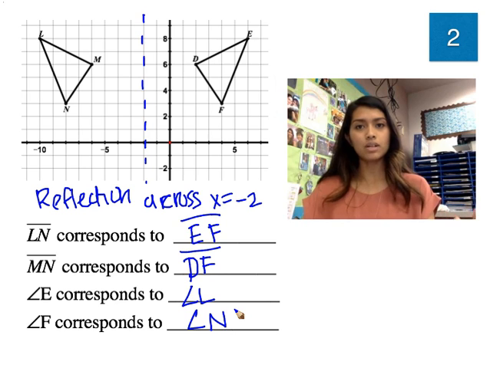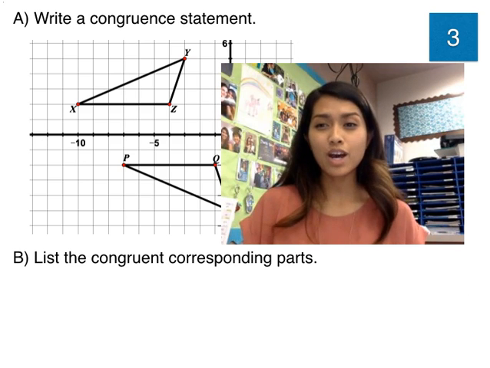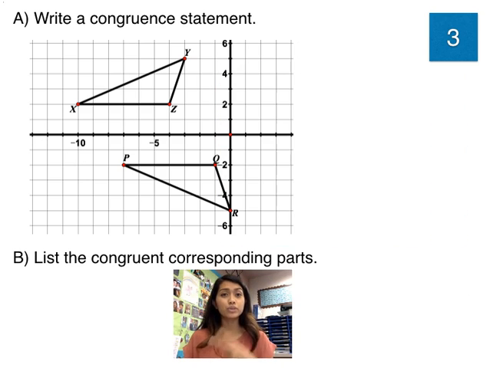Look how easy that was. Okay, so now for example number 3, we are asked to do 2 things. Number 1, write a congruent statement, and then 2, list all congruent corresponding parts. So we're going to do this real quick.